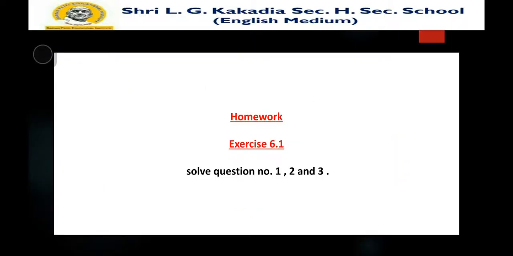In the way that we have discussed in this lecture, you can solve exercise number 6.1. Questions 1, 2, and 3 are given and are easy. So you can solve all the questions from this lecture.